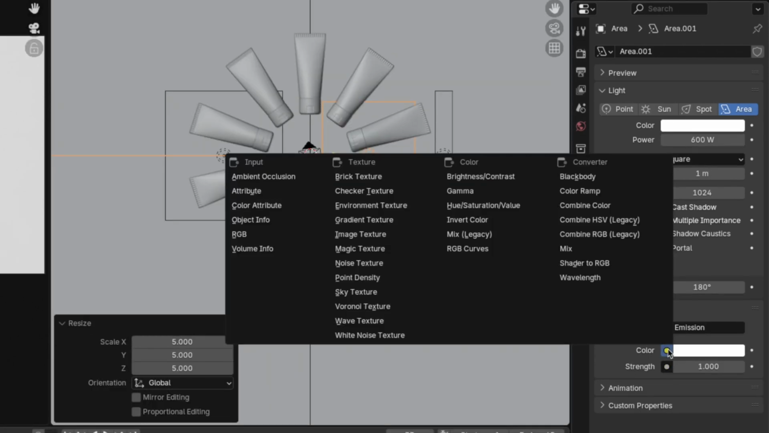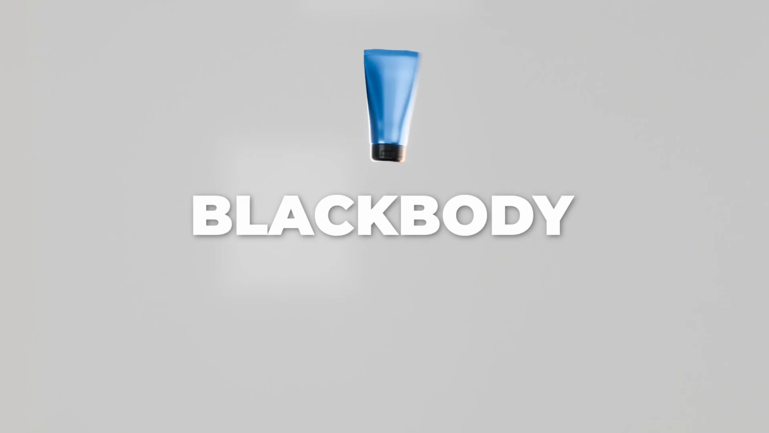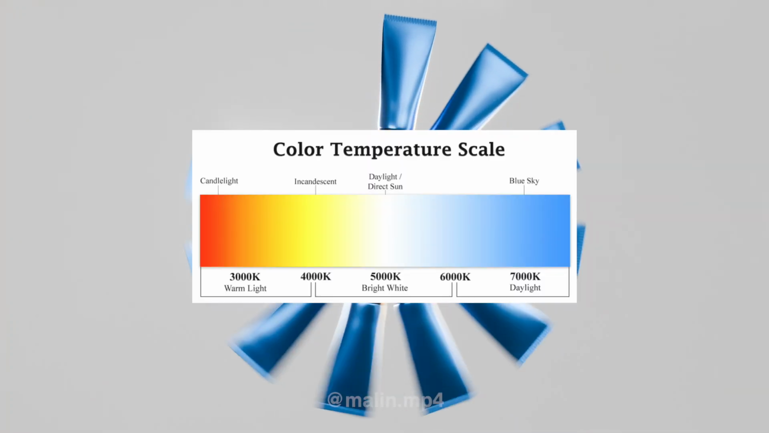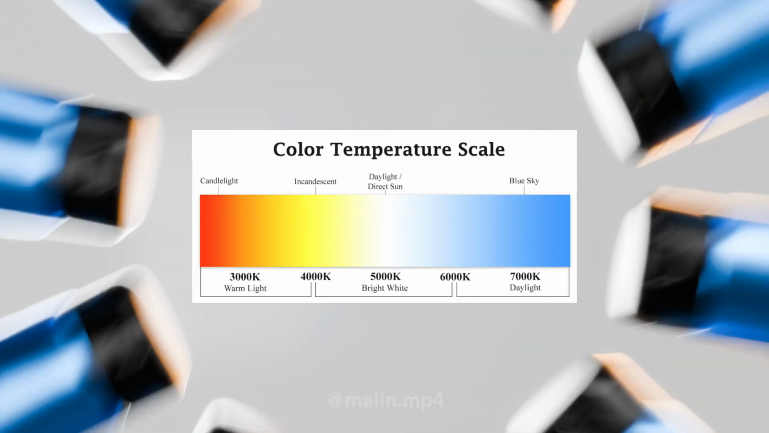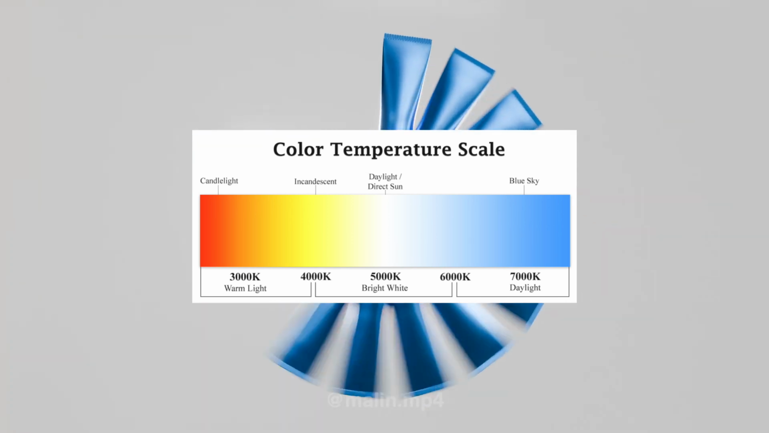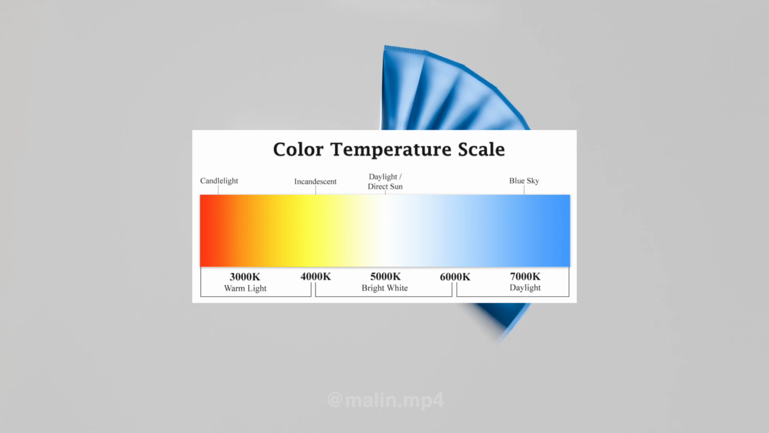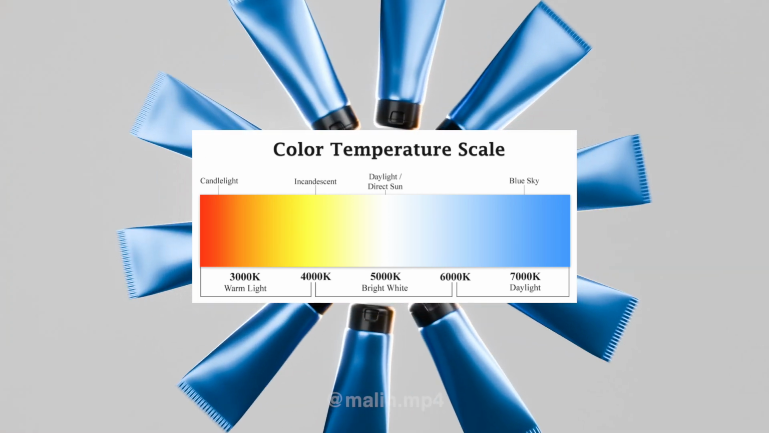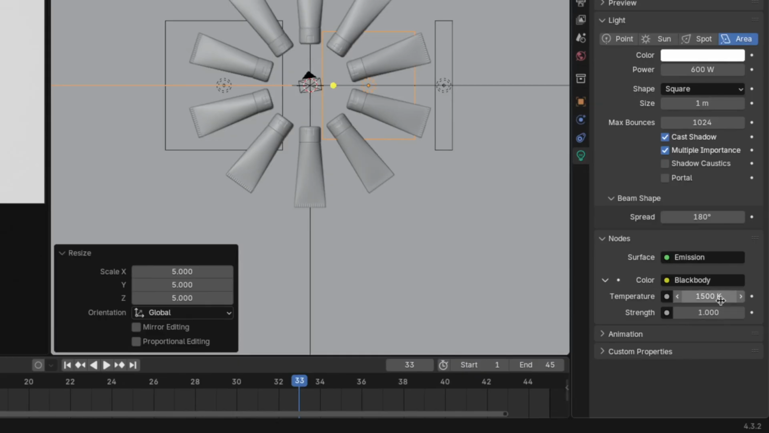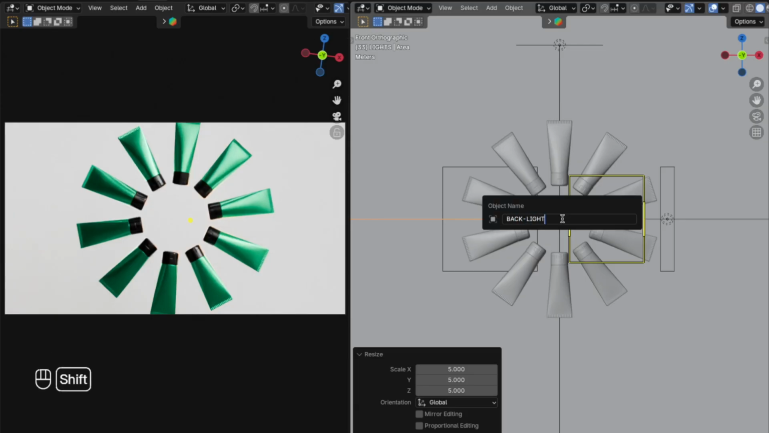And now click on the yellow dot and change to black body. So the black body is the temperature of the light. So this means we can control if we want the light warm or cold. So the lower the number is, the warmer the light will be, and the higher the number is, the colder the light will be. And now change the temperature to 2500 Kelvin, and now rename it to Backlight 2.